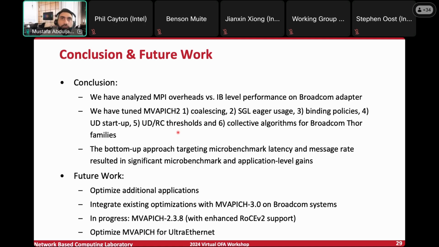As future work, we will optimize for additional applications, including those coming from the DL and AI worlds. And we will be integrating these optimizations in the follow-up series from MVAPICH, could be the 3.0 or 4.0 series. And now we're in progress of having MVAPICH 2.3.8 that has the enhanced RoCE support, particularly for the Broadcom Thor series. And last but not least, we'll be optimizing MVAPICH for Ultra Ethernet.